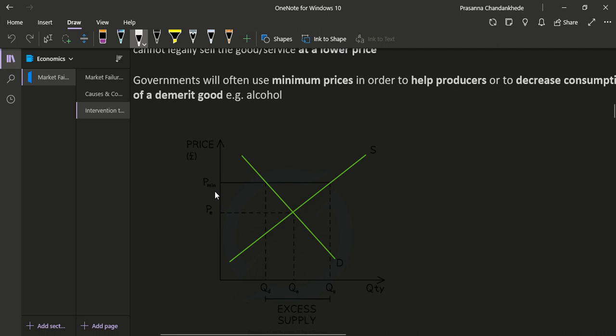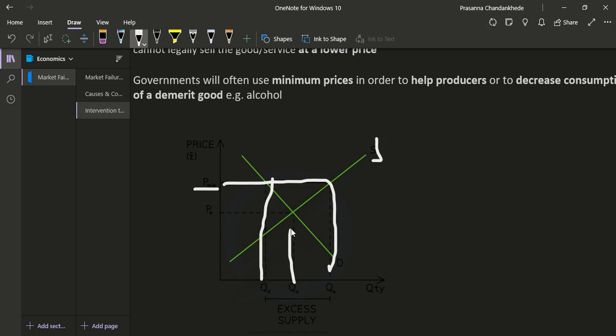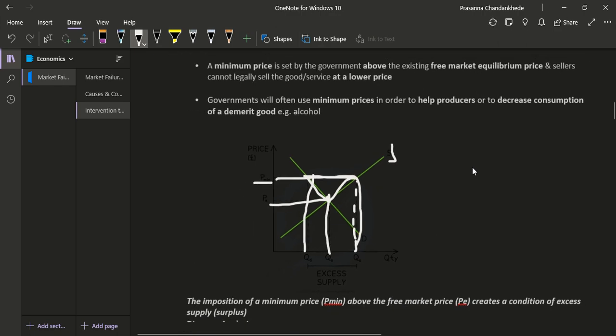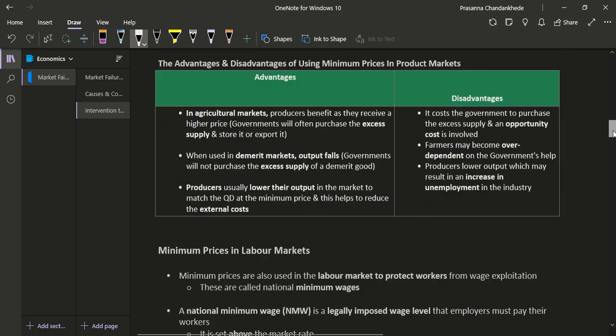This will be our price. This will be our minimum price. This will be our demand, and then this is our supply. So this should be the quantity demanded. This is our equilibrium point. Quantity supplied. So this place here has a name. Can't remember the name. Let me just check and then let you all know.